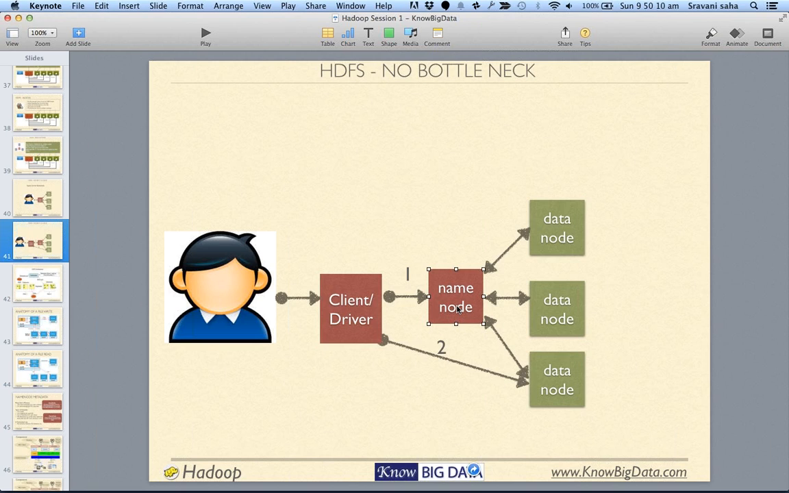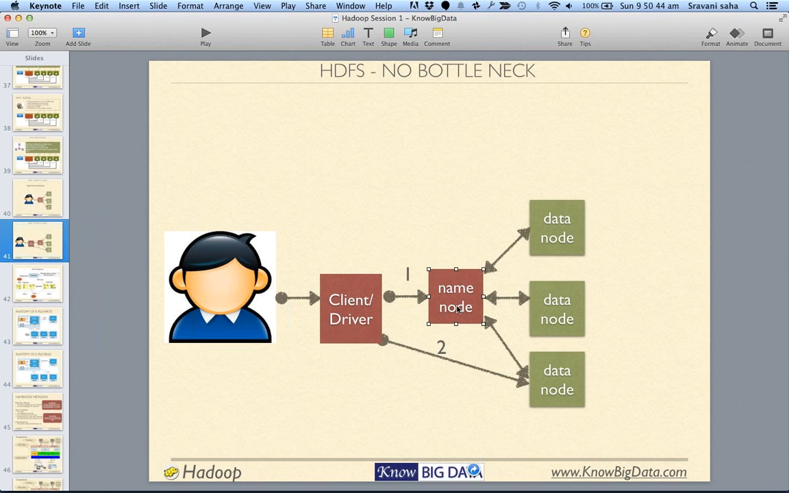Now, the problem is, how can the name node still be performant? The second attempt name node makes is that it keeps all the metadata in memory, while keeping a backup on the hard disk. This means it can answer you very quickly and never becomes the bottleneck. Okay, so still, name node can go down and will hurt the whole process.